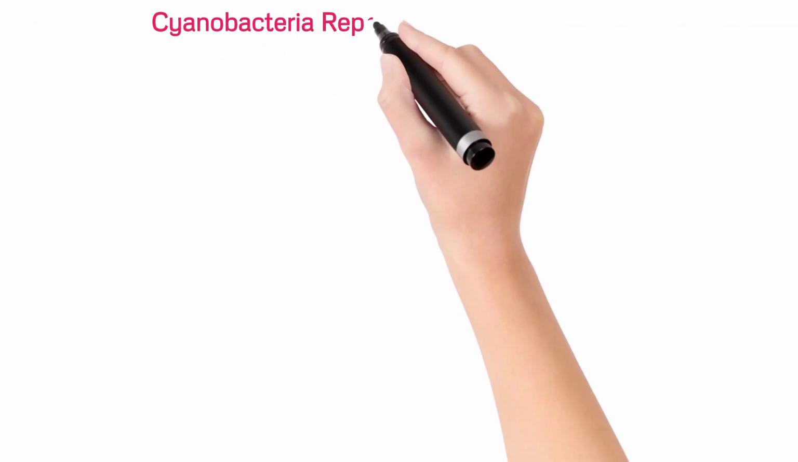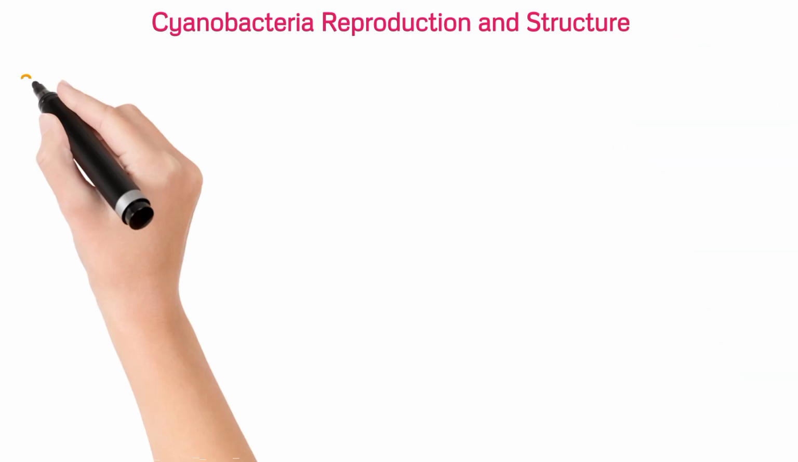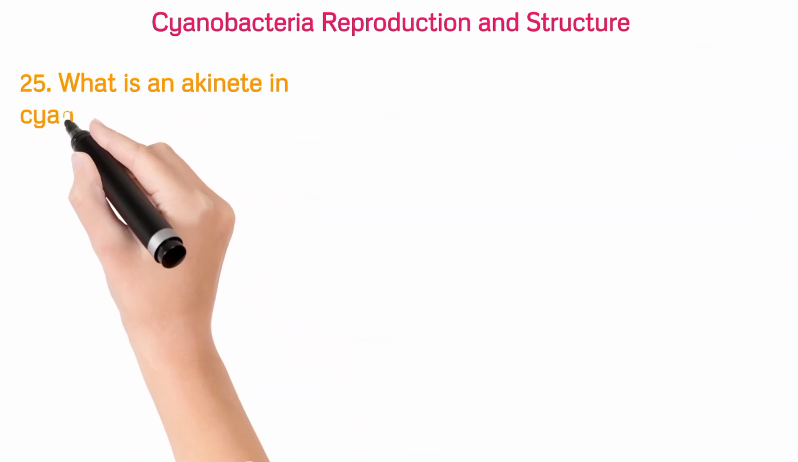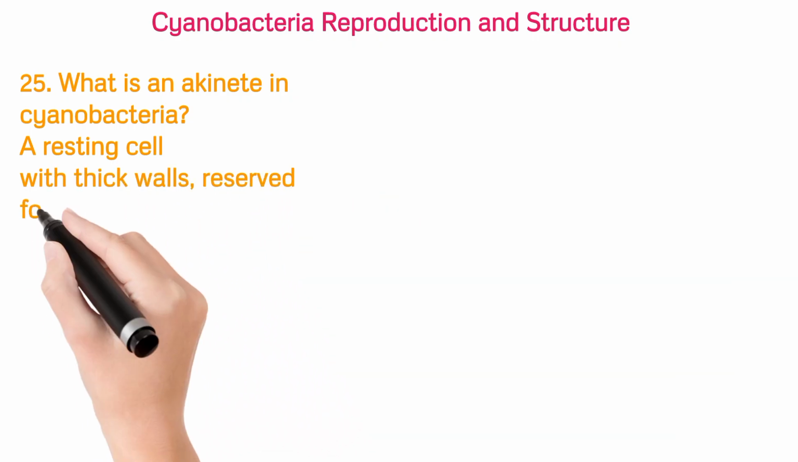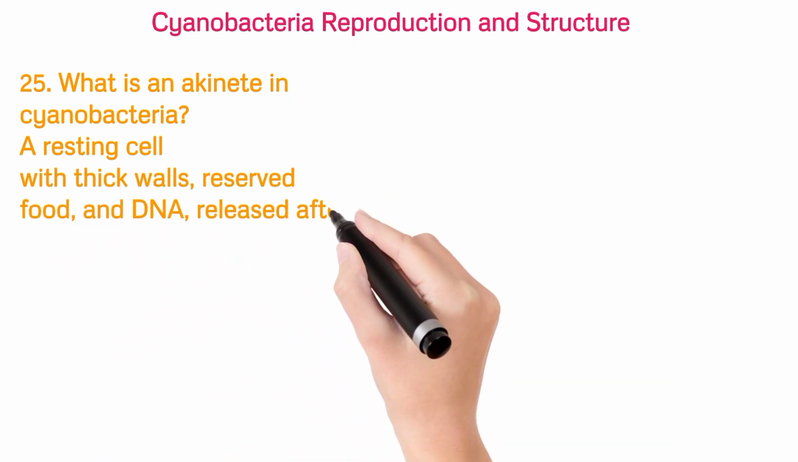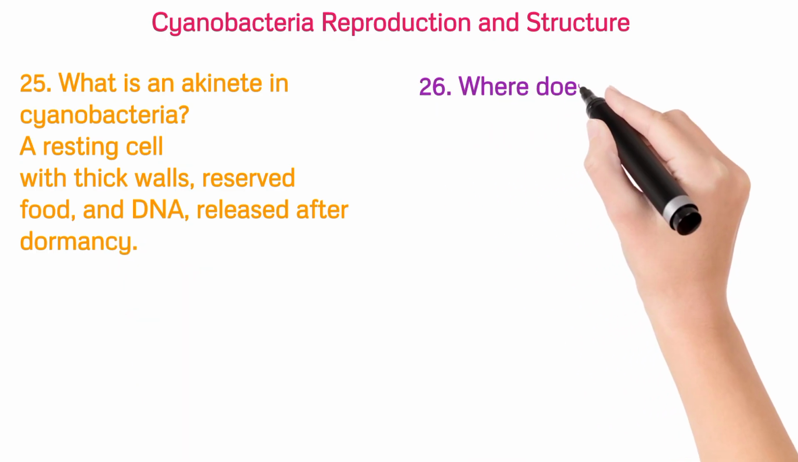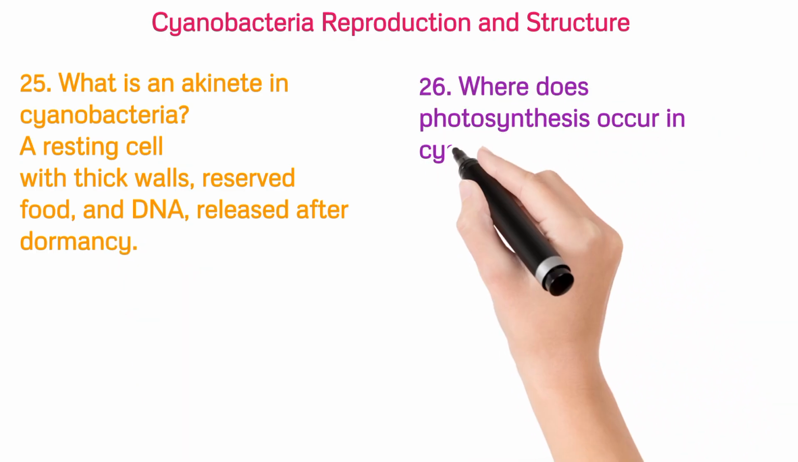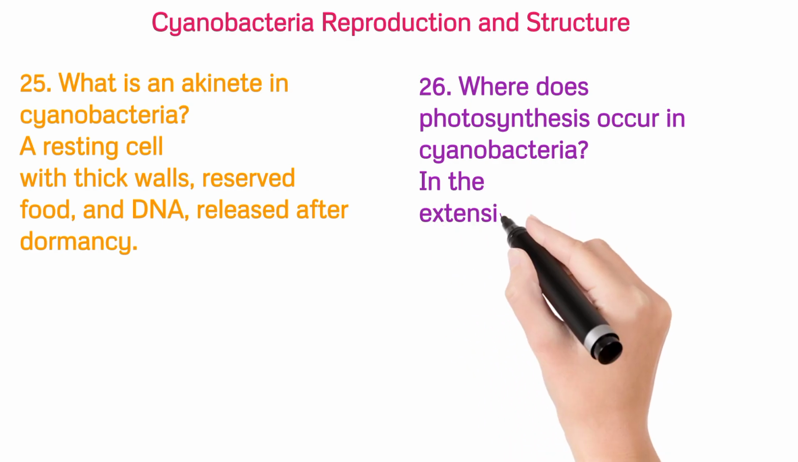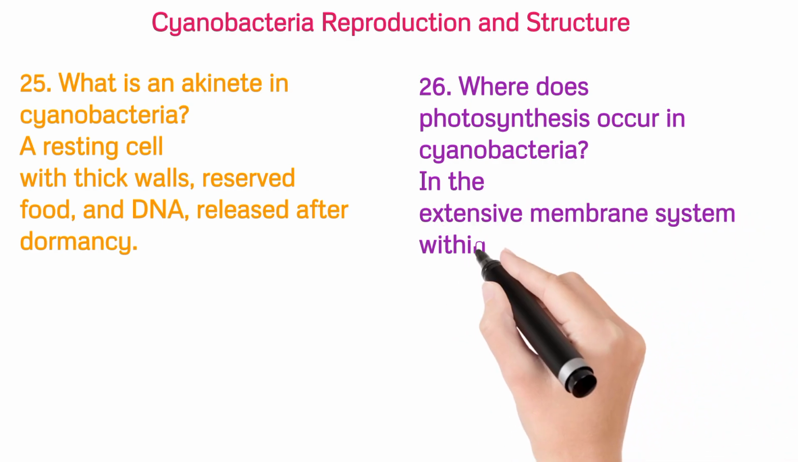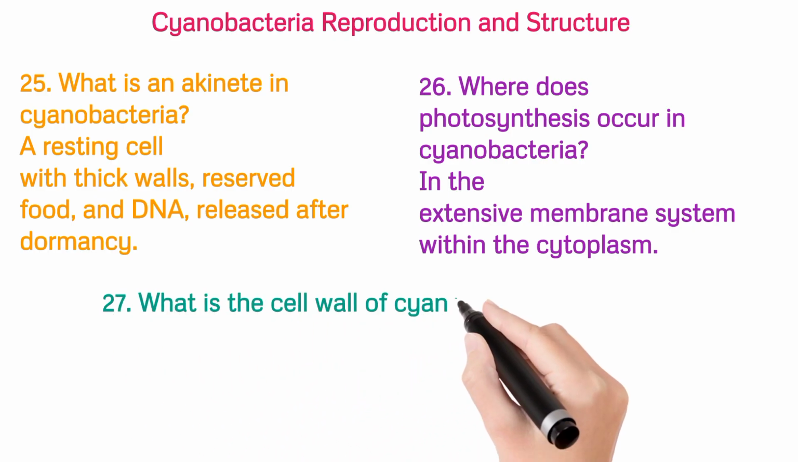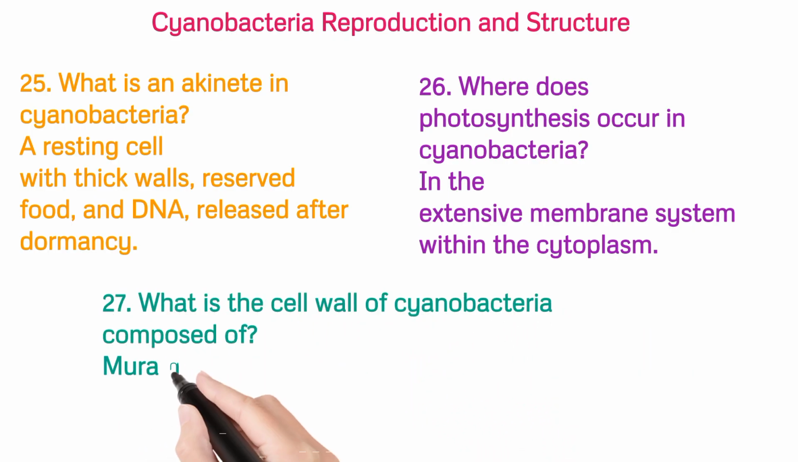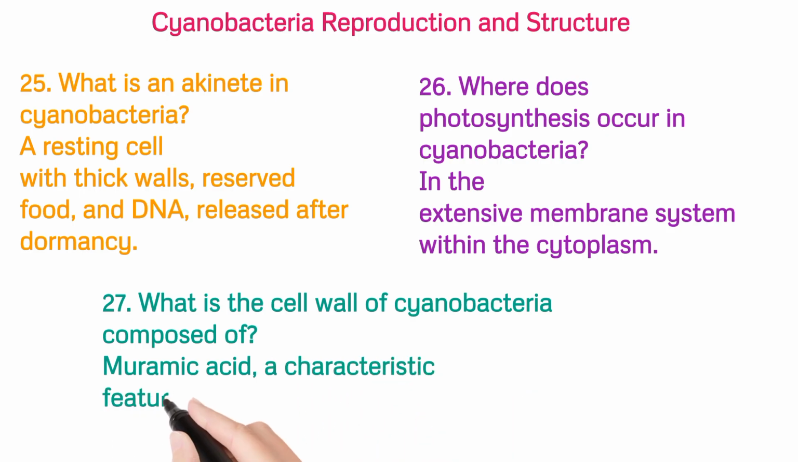Cyanobacteria reproduction and structure. 25. What is an akinete in cyanobacteria? A resting cell with thick walls, reserved food, and DNA, released after dormancy. 26. Where does photosynthesis occur in cyanobacteria? In the extensive membrane system within the cytoplasm. 27. What is the cell wall of cyanobacteria composed of? Muramic acid, a characteristic feature of prokaryotic cells.